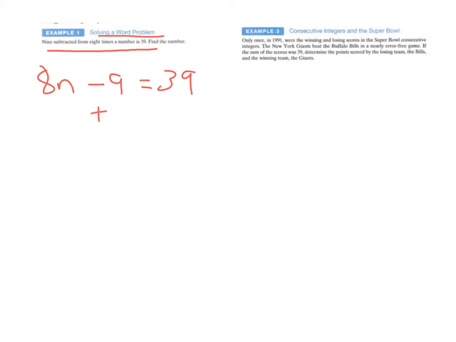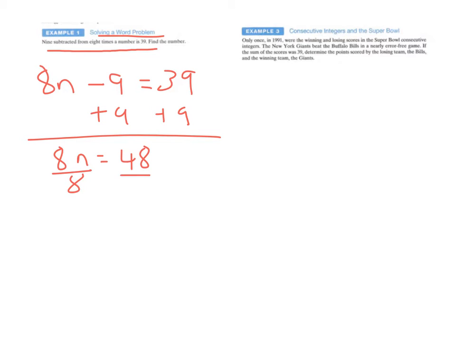Now we can go through our steps of solving. I'm going to do my addition property, add 9 to both sides. And when I add 9 to both sides, I get 48. And then I'm going to divide by 8 to solve this problem, which is 6. And so we've solved that problem. Let's look at the next one.